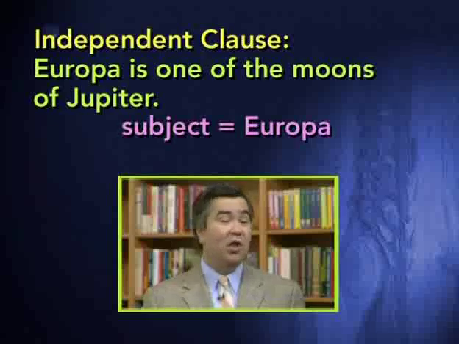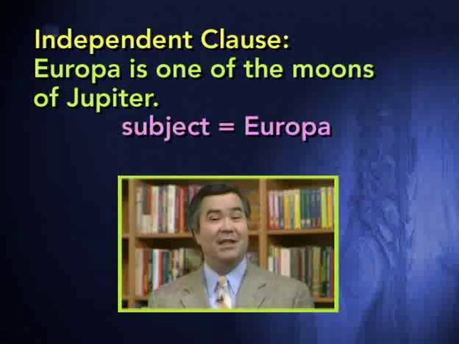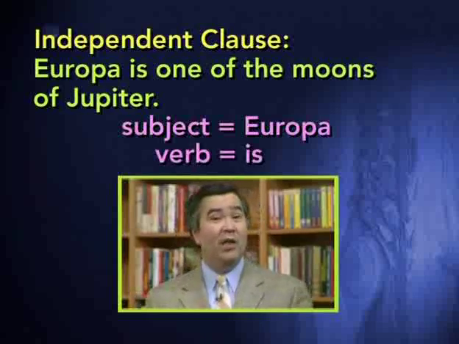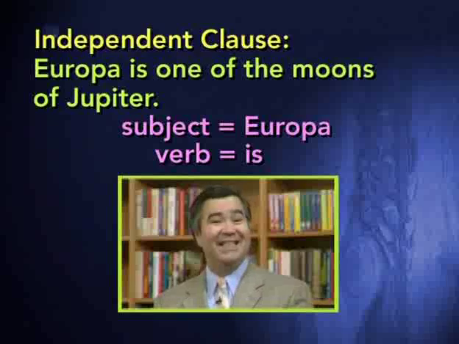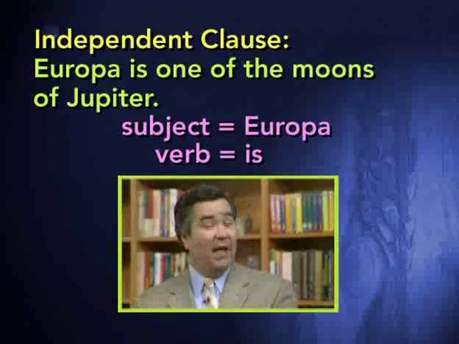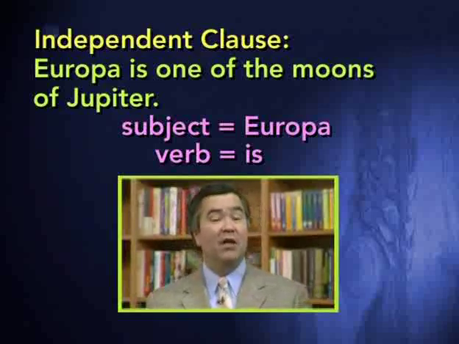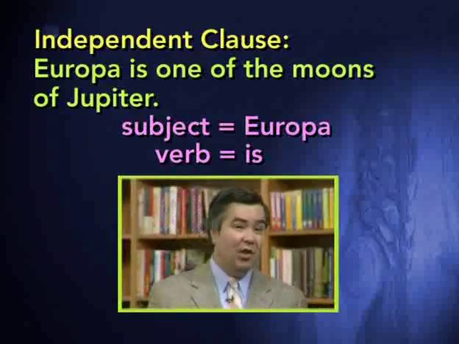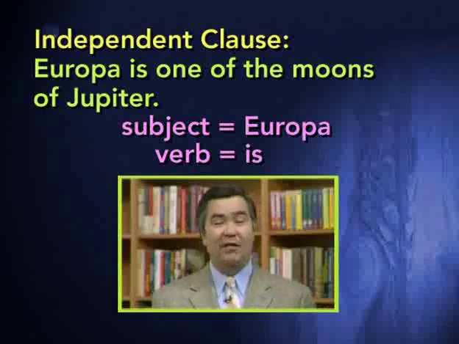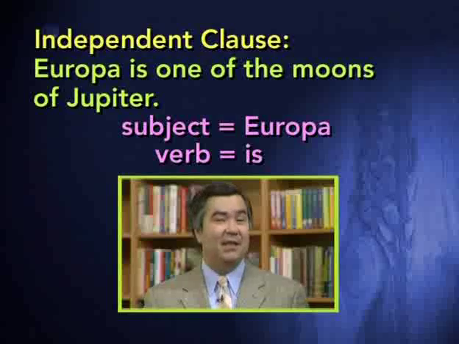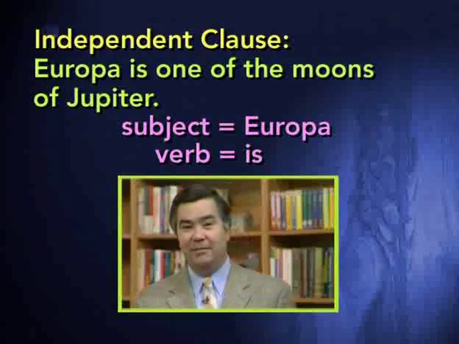The subject is Europa. Europa is what the sentence is about. The verb is. That is what Europa is or does in this sentence. It is something, and the rest of the words tell us what Europa is: one of the moons of Jupiter. So this is a clause because it contains both a subject and a verb. It's also a sentence because this happens to be an independent clause, a clause that is able to stand alone as a sentence because it expresses a complete thought.